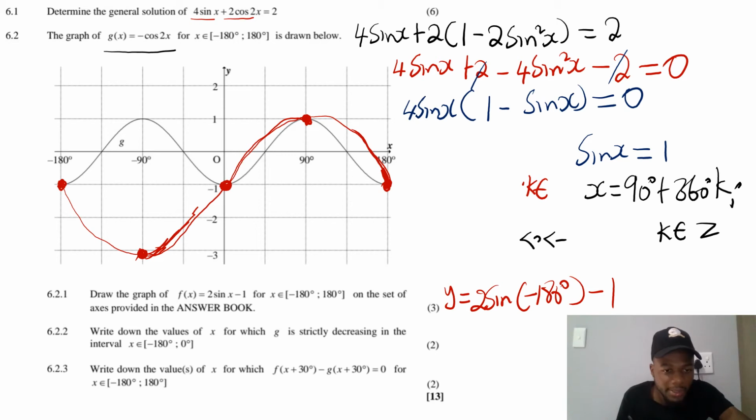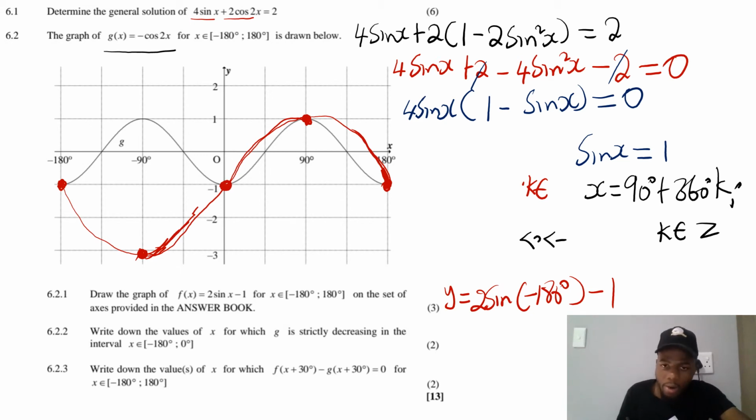The next question says, write down the values of x for which g is strictly decreasing in the interval that starts from negative 180 degrees to 0 degrees. It means we must focus on the negative x-axis, from negative 180 degrees to 0 degrees. So how are we going to know where our g of x is decreasing? For a function to be decreasing, it is when the gradient is negative. That's where the function is decreasing.